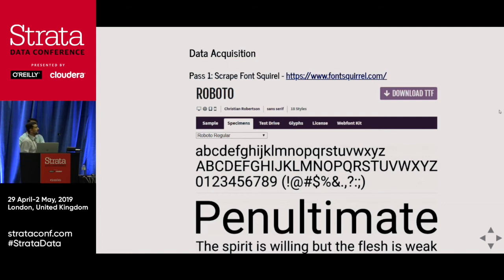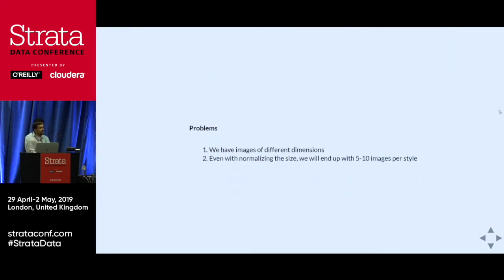We had a first pass of the scraper written, and we analyzed the results, and we saw there are two problems. One is the images are of different dimensions. Some of them are wide, some of them are tall, some of them are square, and it's very hard for us to normalize. We did also normalize them, but even with normalizing, we ended up with just about 10 images for every font. And with that, you can hardly build a good classifier. So then we were stuck with the data acquisition process.